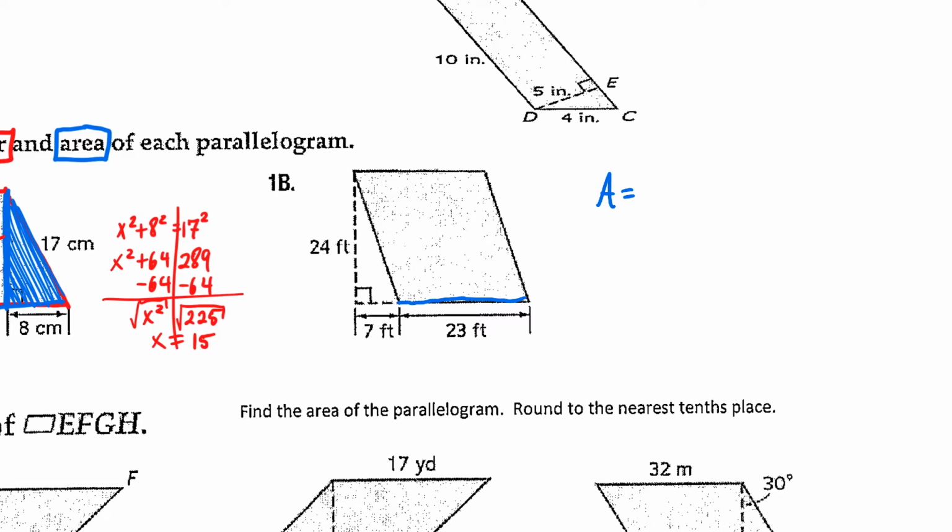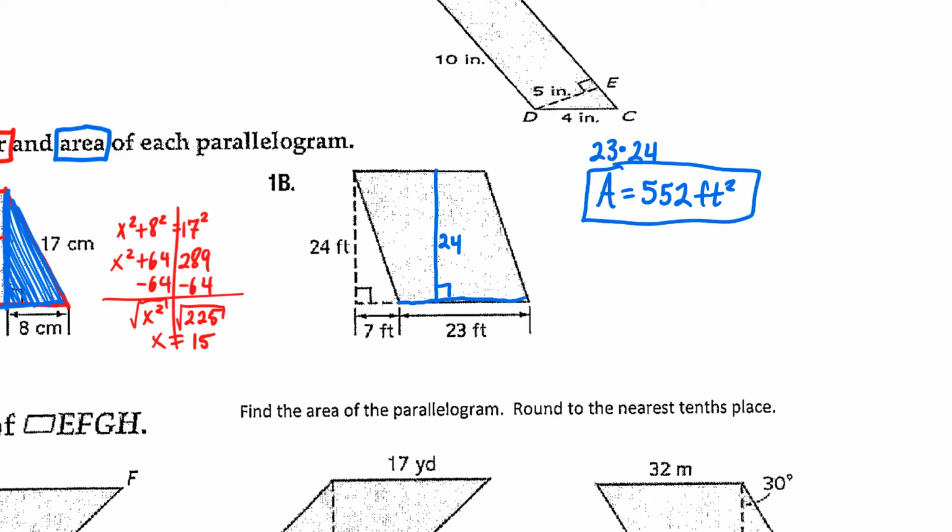So what's the base of that parallelogram? Okay, it's 23 times what's the height of it? 24? Yes, because the height is the perpendicular distance between the two bases. And so that's 24. It's just that the 24 is written outside of it, but it's still the height of it. So 23 times 24 is what? 552 feet squared.